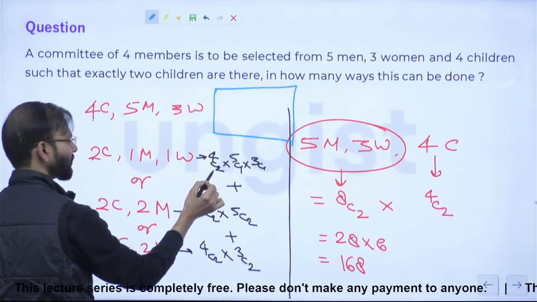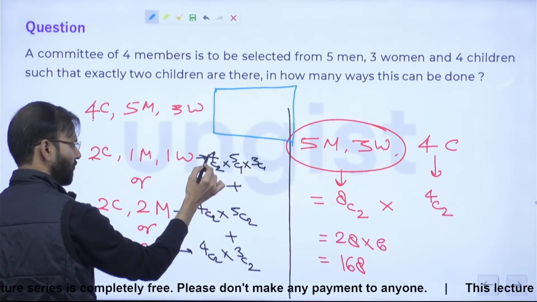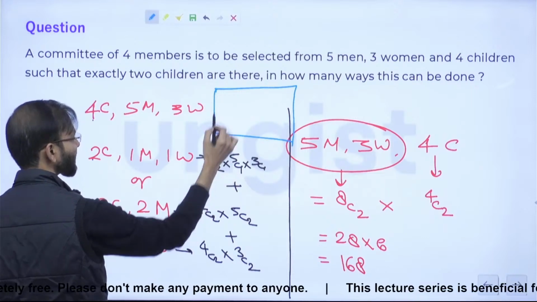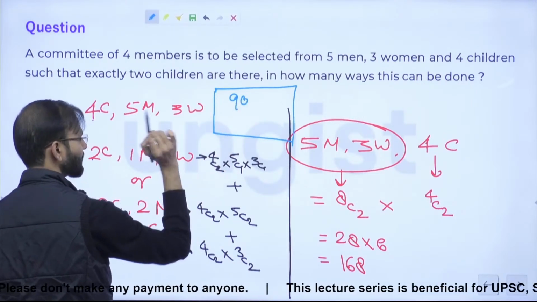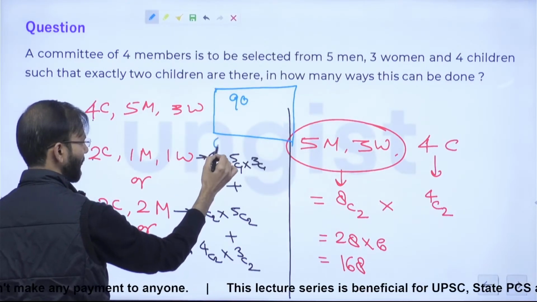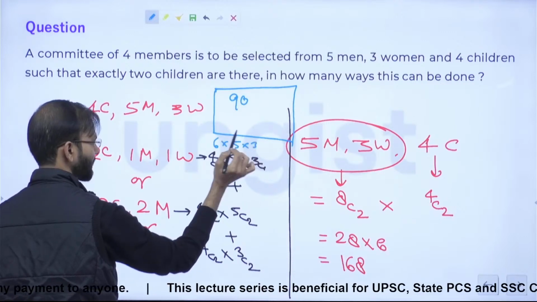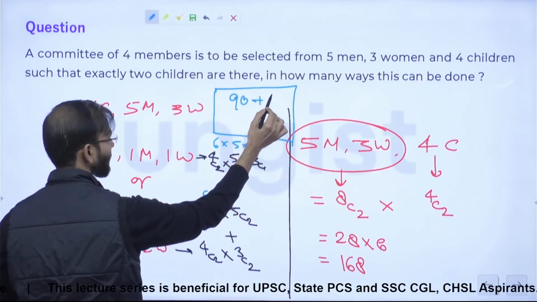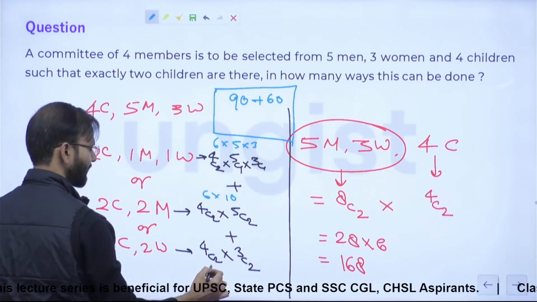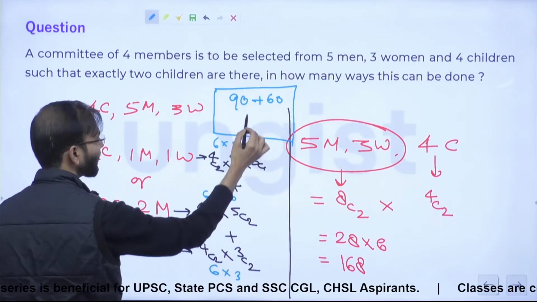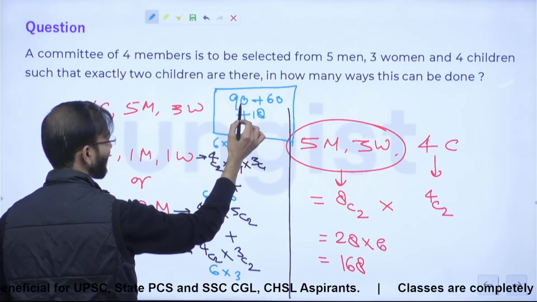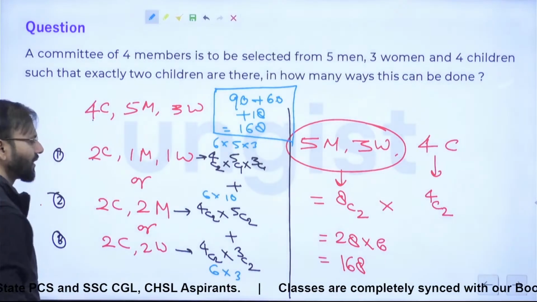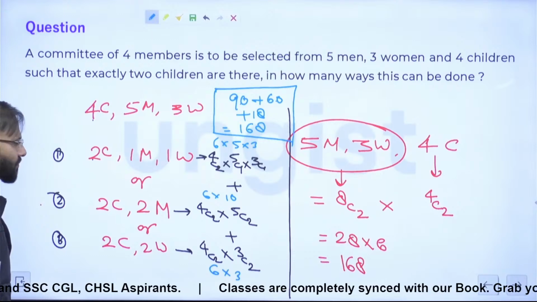Tell me, 4C2 is what? 6. 4C2 is 6. This is 5, this is 3, 15. 15 into 6 is 90. Guys, clear? I repeat, 6 into 5 into 3. After that, this is 6 into 10, 60. This is 6 into 3, 18. Guys, 90 plus 60, 150. 150 plus 18 is 168. Everybody clear now?